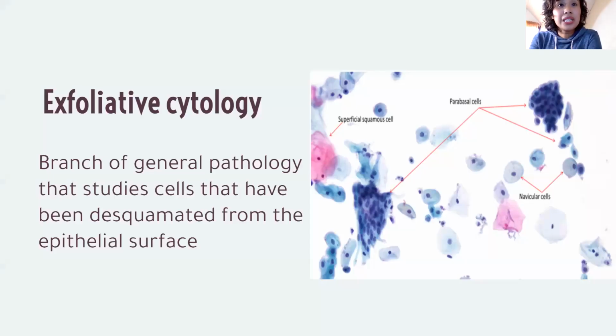So, exfoliative cytology, it studies the cells that have been desquamated. Desquamated, they are sloughed off or removed from the epithelial surface. Okay, so this is not like a biopsy, wherein we get a portion of the tissue sample. This is the cells that have been removed. So usually guys, we get the cells through a swab, or through a spatula, or through a brush. So we get a little bit of a sample. So andun sa sample na yun, merong cells. And we stain it.